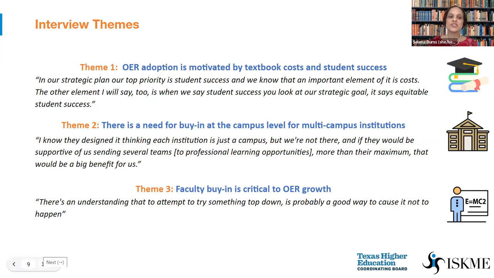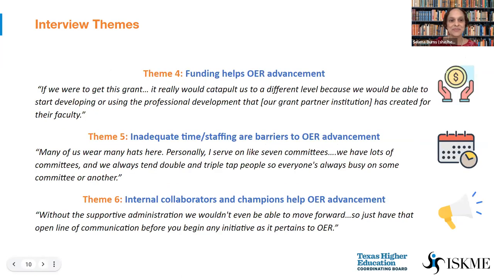At all of the institutions that we talked to, there was a lot of academic freedom. These were institutions where the faculty typically got to create their own syllabus and choose their own course materials. And there was also a lot of campus academic freedom at multi-campus institutions. So the need for buy-in was critical, the need for ground-up buy-in from faculty, and then also at individual campuses at multi-campus institutions. We had a quote: there's an understanding that to attempt to try something top-down is probably a good way to cause it not to happen. I think probably all of the institutions that we interviewed related to that quote. Next slide.